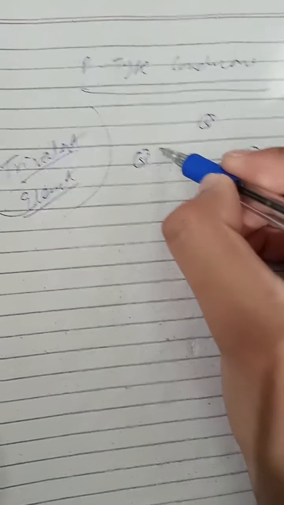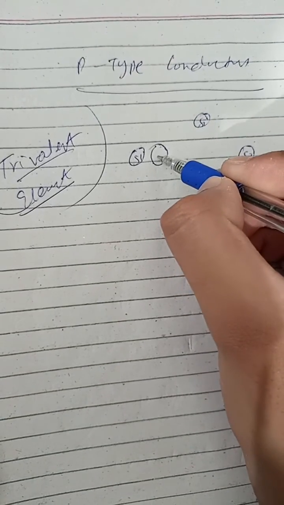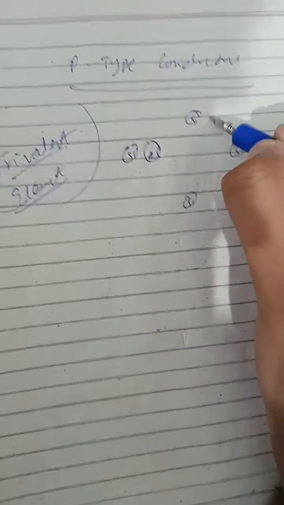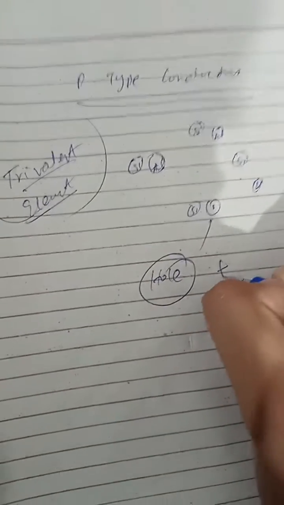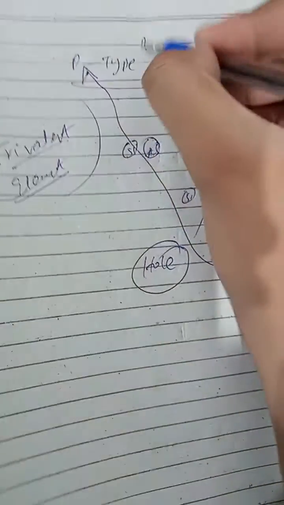So here it will have aluminum. Here it will have aluminum. Here also it will have aluminum. But one place is empty, which is known as a hole. And the hole is actually a positive thing, so we call it a positive type of semiconductor.